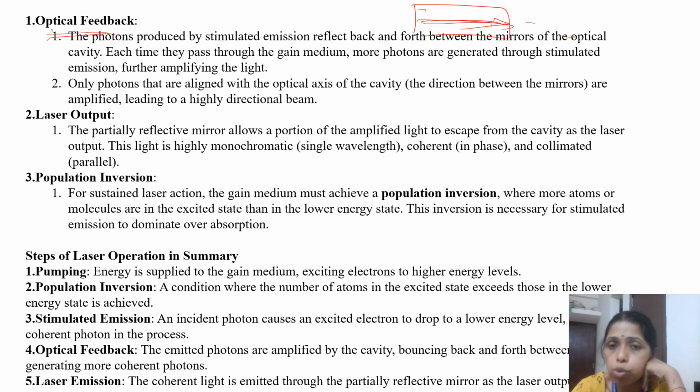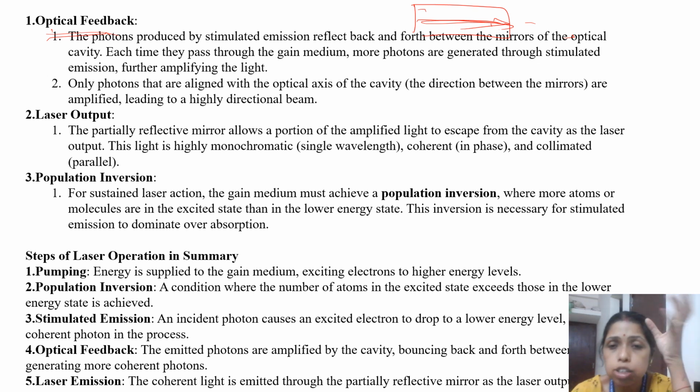So once the photon is produced, it will not come out. This will create a feedback connection, which will again help to produce one more photon. So this is the optical concept.